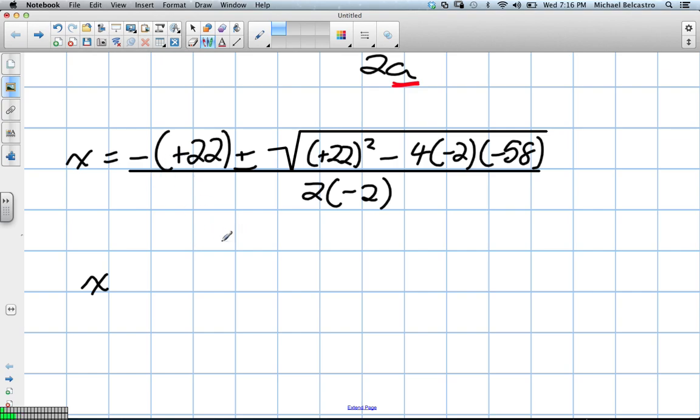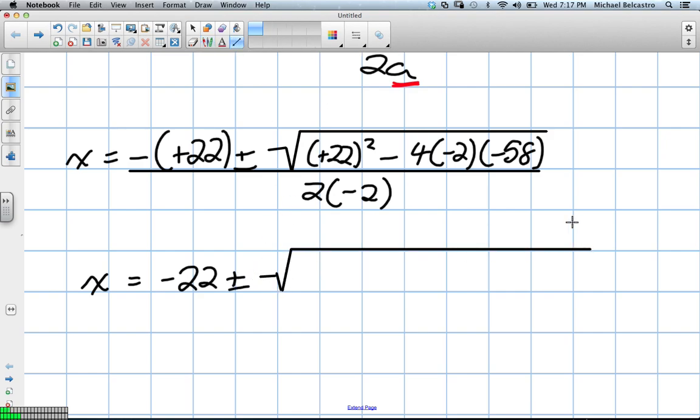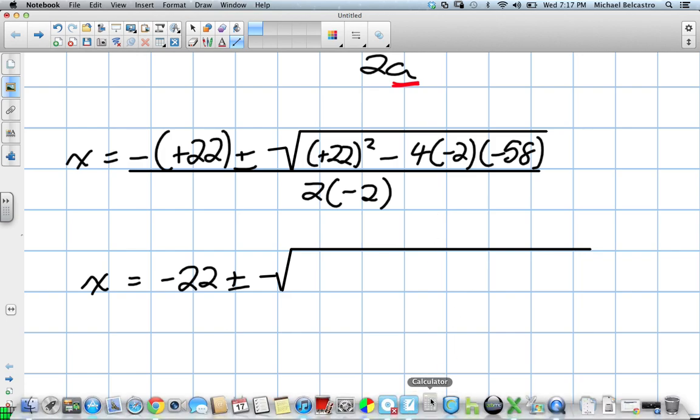Negative, right? And that makes sense. We plugged that negative in there. So if it had been another negative, it would have become a positive number in front. So x is equal to negative 22 plus or minus, and then we write the square root. Well, we're going to need a calculator for some of this because these numbers are going to get rather large.